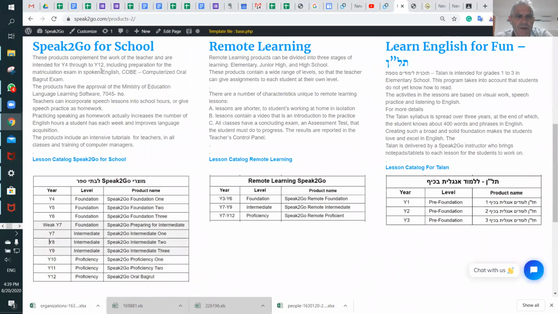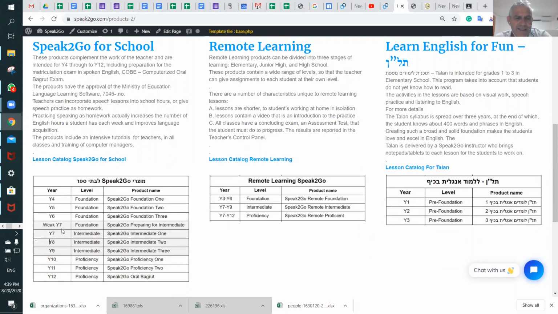When you explore the Speak2Go for school, you can see in the table here that we have per year, we are suggesting a product. In this table, you can see the level and the product name. For example, for year 4, the level is Foundation, and the product is called Speak2Go Foundation 1. That's the way it runs.